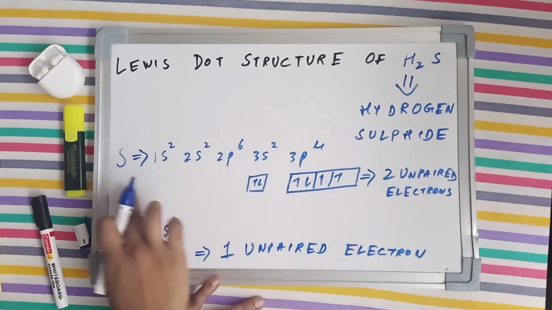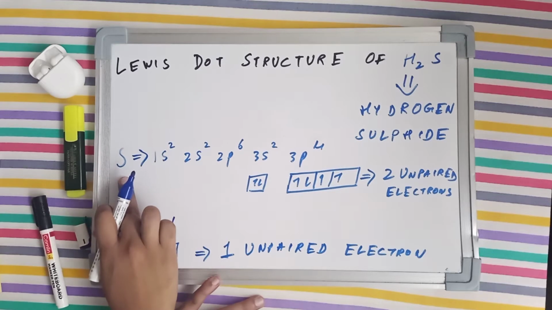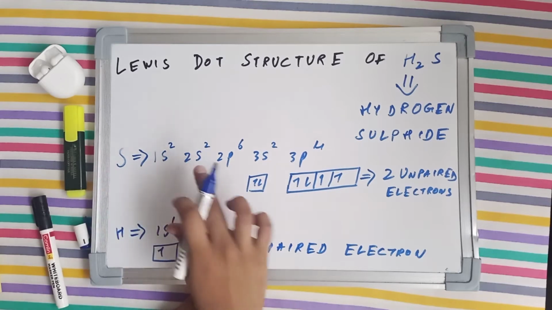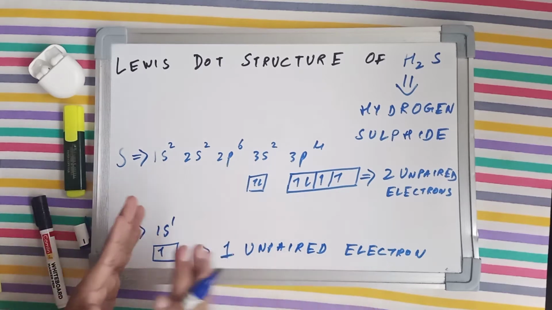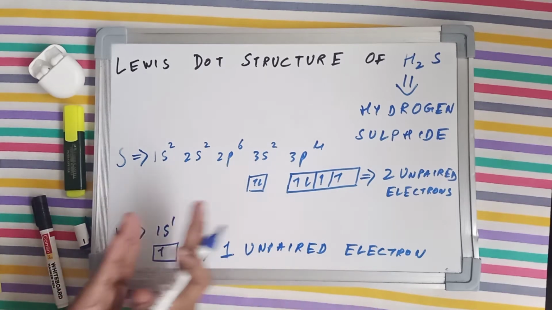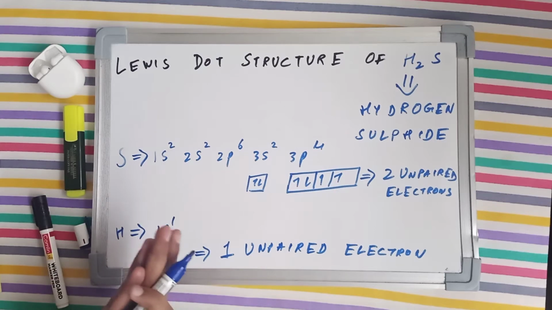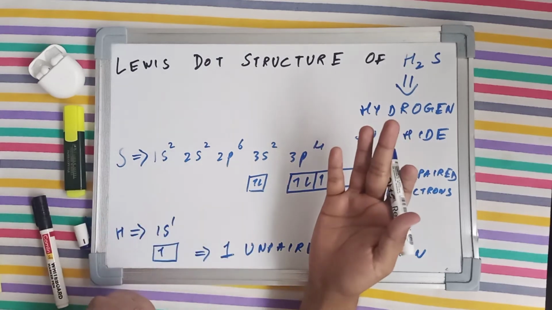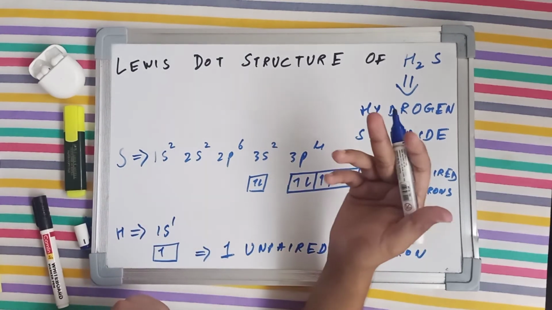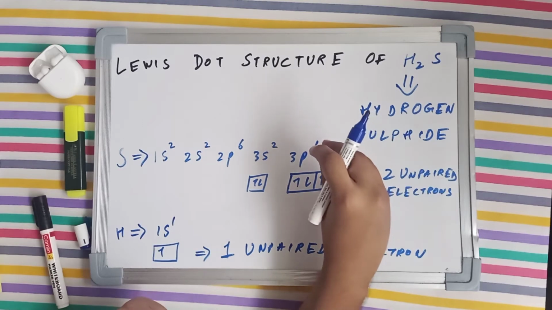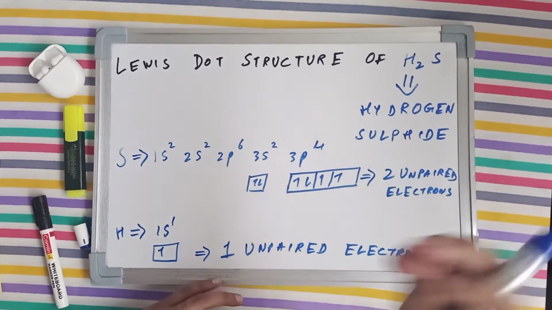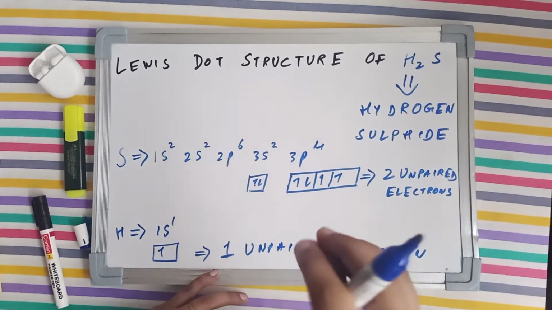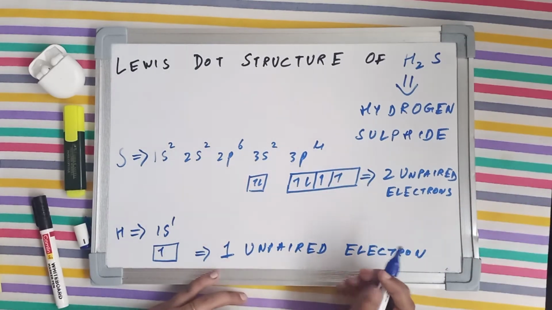Okay, enough fun. Let's talk about the electronic configuration of sulfur. It is 1s2, 2s2, 2p6, 3s2 and 3p4. Now the electrons which participate in bond formation are the valence electrons. Valence electrons are the electrons present inside the valence shells or the valence subshells.